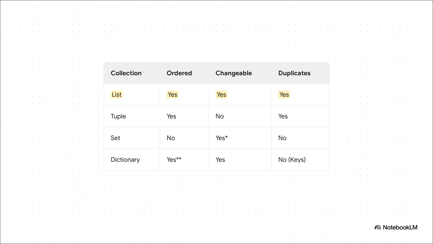Okay, think of this table as your ultimate cheat sheet. You can see our good friend the list on the top row, yes, yes, and yes to our 3 rules. But then look at a tuple. It's ordered, it allows duplicates, but wait, it's not changeable. Or how about a set? No order, and no duplicates allowed. This chart is perfect for seeing the trade-offs at a quick glance.